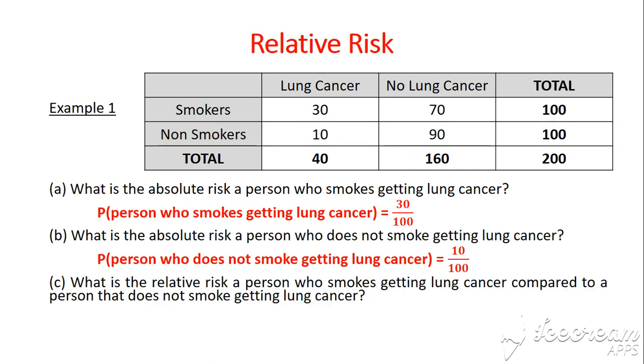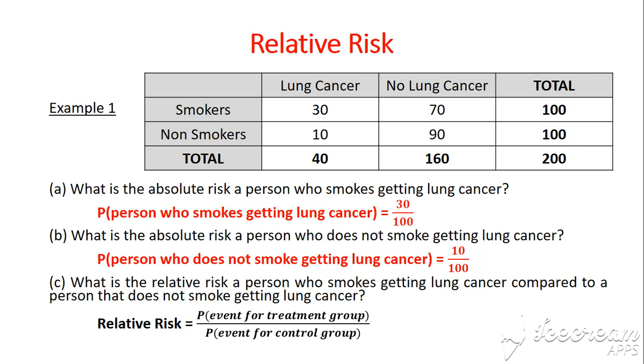Right, now let's look at part C and slow down and read it carefully. What is the relative risk of a person who smokes getting lung cancer compared to a person that does not smoke getting lung cancer? Well, here's our relative risk formula. P of the event for a treatment group and P of the event for a control group. Now, the treatment group are going to be those who smoke. As I said before, don't think that the treatment is always a positive thing. Smoking is a type of treatment. It's not good for you, but it's a type of treatment. And those who don't smoke is what we call the control group, where nothing happens to them.